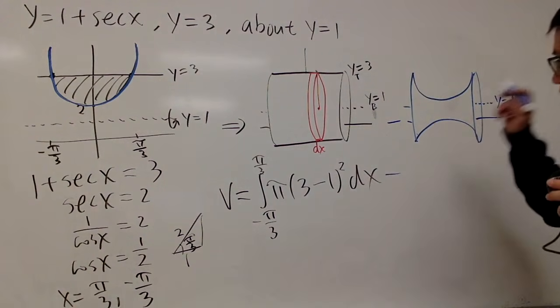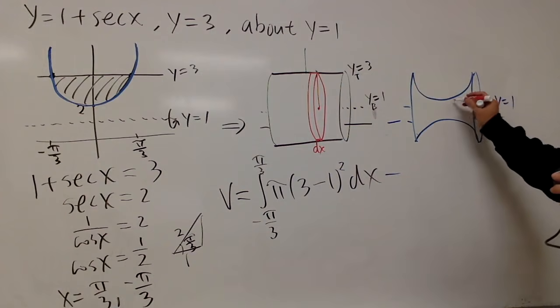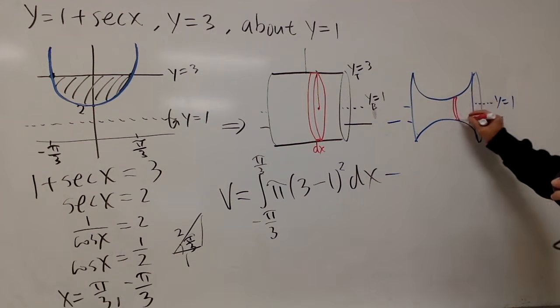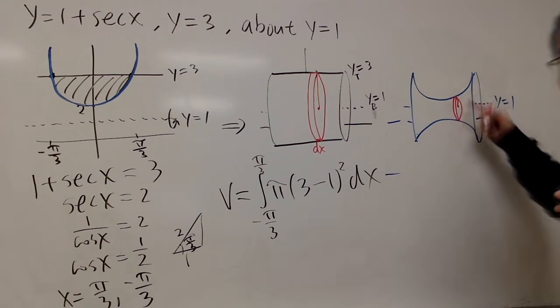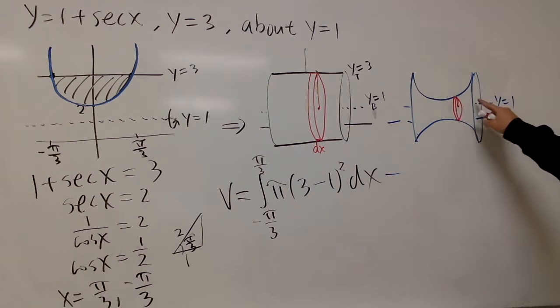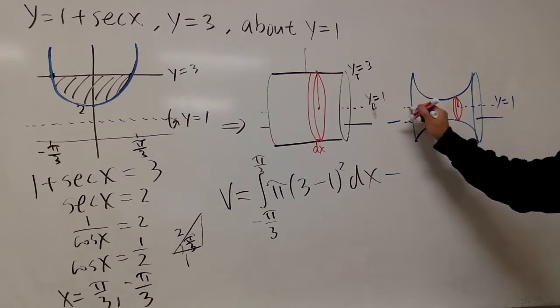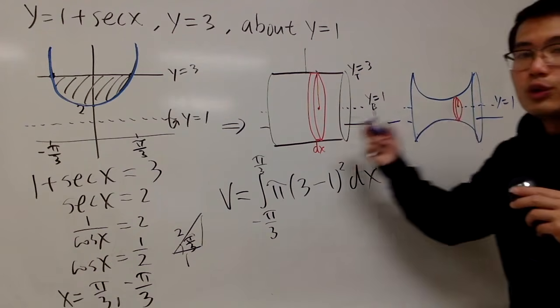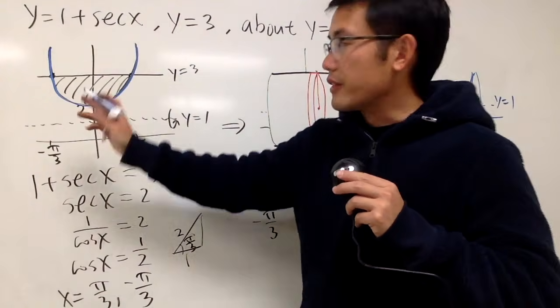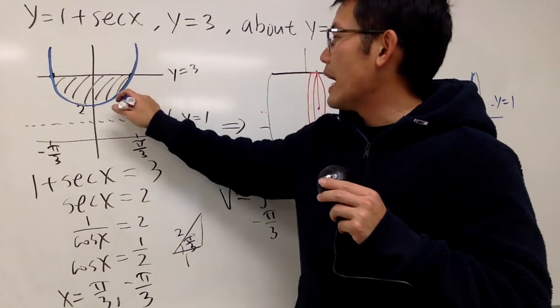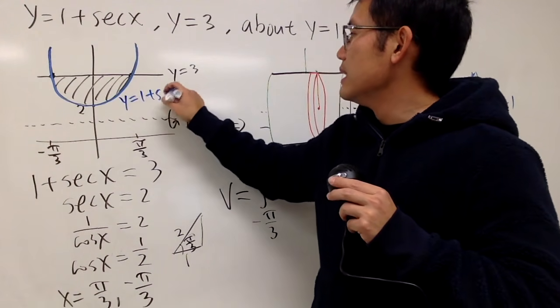We are going to subtract this one. Well, disk method again. Let me put a disk right here. Again, here is my center, and this right here is my radius. Hopefully you guys can see okay. And then, let me just do it like this for you guys. And then, again, you refer back to the original picture. The top right here is y equals 1 plus secant x.